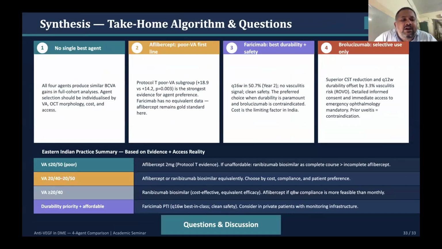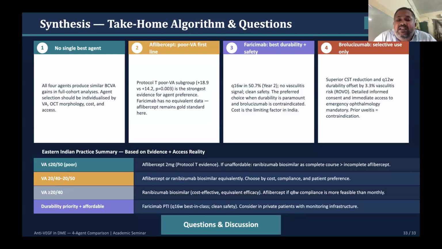There's no single best agent. All four agents produce similar BCVA gains in full cohort analysis. Agent selection should be individualized by visual acuity, OCT morphology, cost, and access. And second, aflibercept is exceptionally good for poor visual acuity first line patients. Protocol T proves that, with 18.9 letter gain compared to 14.2 with ranibizumab. It's the strongest evidence for agent preference. Faricimab has no equivalent data. Aflibercept remains the gold standard here.